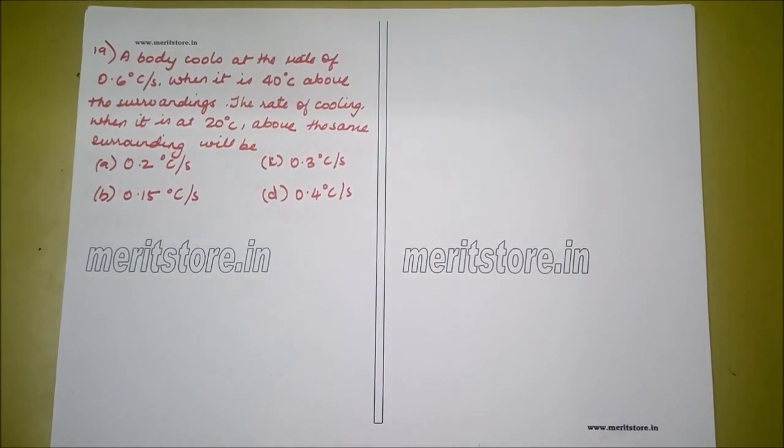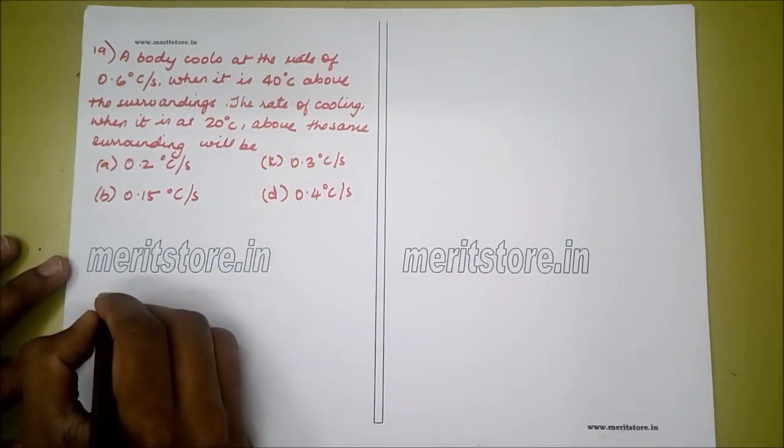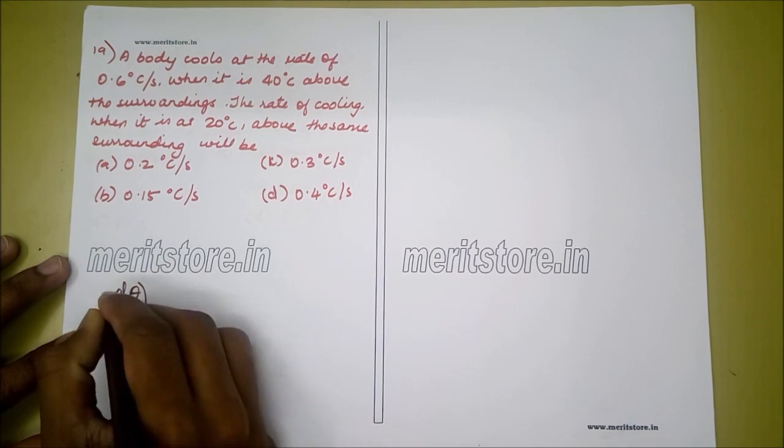A body cools at the rate of 0.6 degrees Celsius per second when it is 40 degrees Celsius above the surroundings. The rate of cooling when it is at 20 degrees Celsius above the same surrounding will be, the options given are 0.2 degrees Celsius per second, 0.3 degrees Celsius per second, 0.15 degrees Celsius per second, and 0.4 degrees Celsius per second.